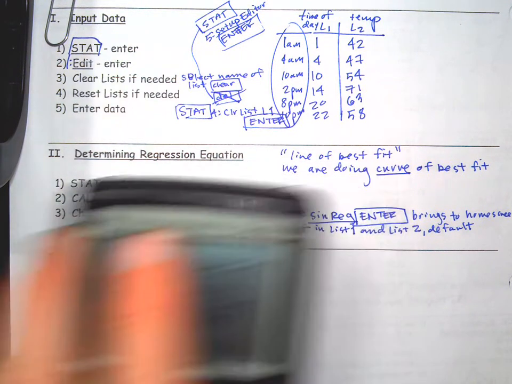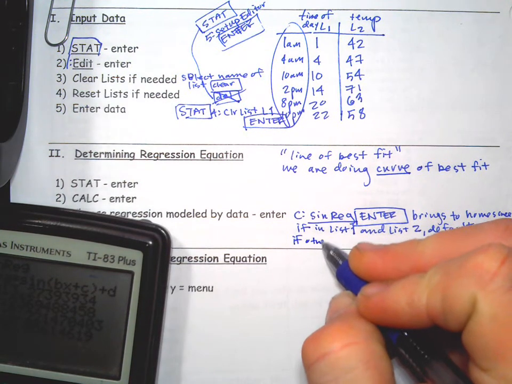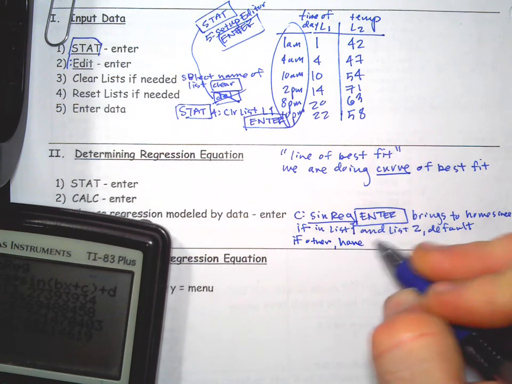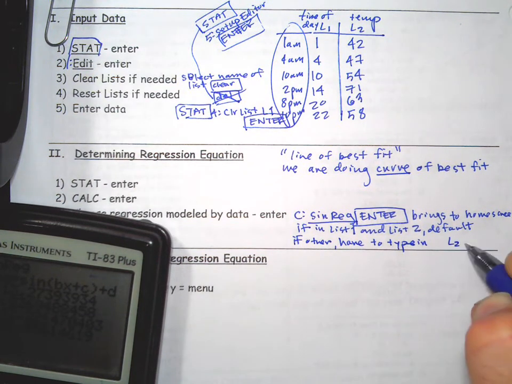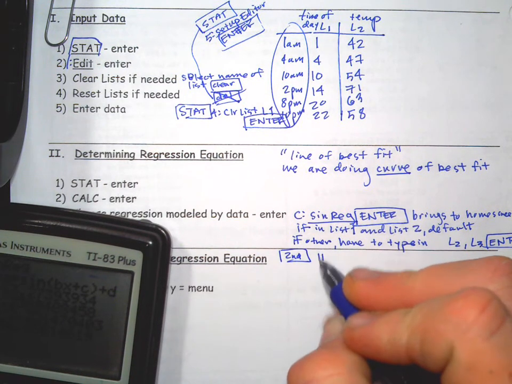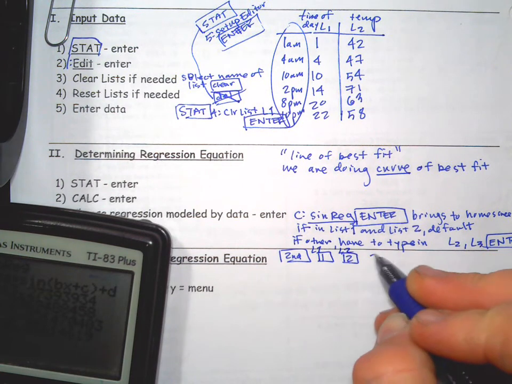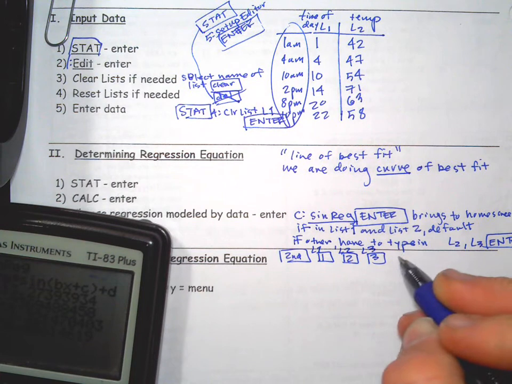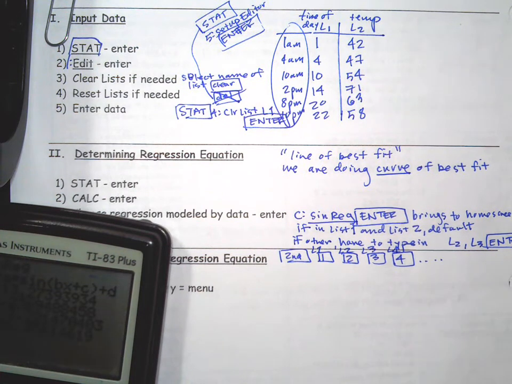Now, if it's in another list, you have to type in the list, like L sub 2, comma L sub 3, and then hit enter. And the way you get those lists is by pressing second. The number 1 button gives you L1. The number 2 button gives you L2. The number 3 button gives you L3. Number 4 button gives you L4, and so on. Okay? So that's how you do that.